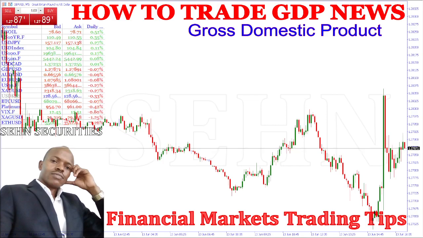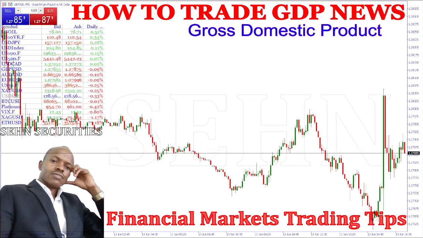GDP figures, which are released by central banks on a quarterly basis, serve as vital metrics for assessing the health and trajectory of a country's economy. By analyzing GDP data and also anticipating its impact on currency markets, forex traders can capitalize on market opportunities and, more so, navigate fluctuations with greater confidence.